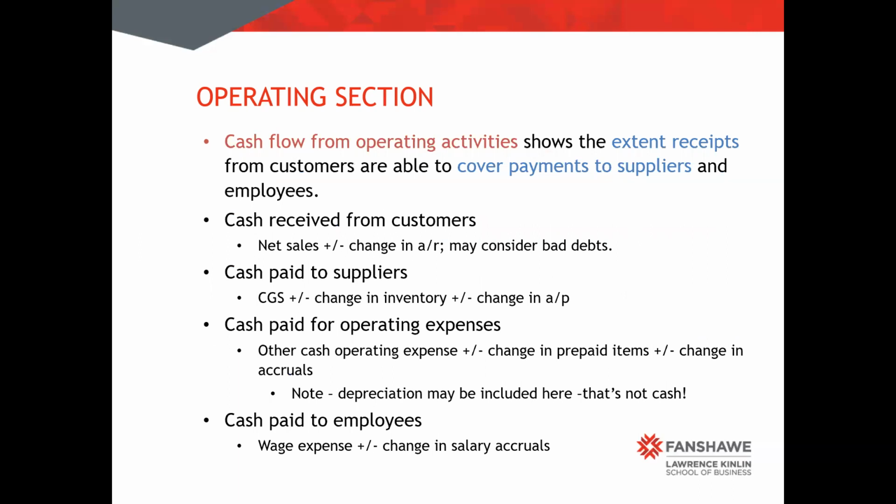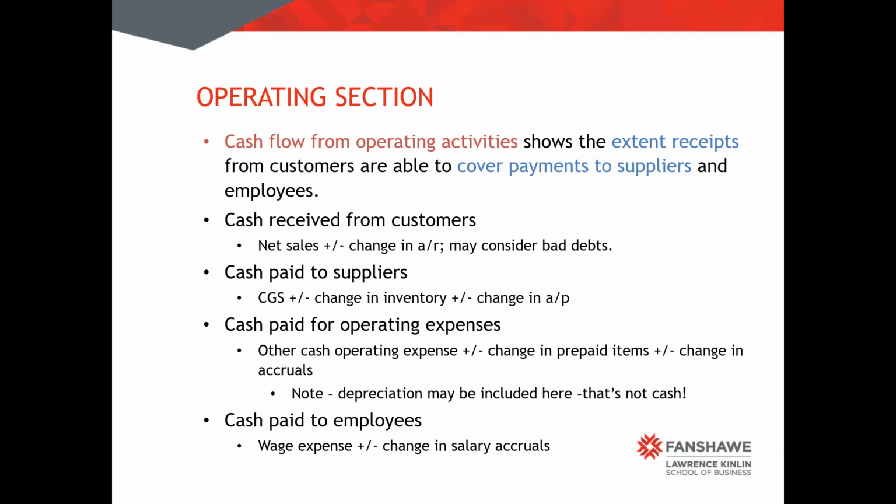Another part is that it shows the extent of receipts from customers able to cover suppliers and employees. I already said that first bullet, I just realized it's a double. Okay. How you calculate some of this: the cash received from customers, we'll look at the net sales. We'll add or subtract any change in AR, and sometimes you'll consider bad debt adjustments as well.